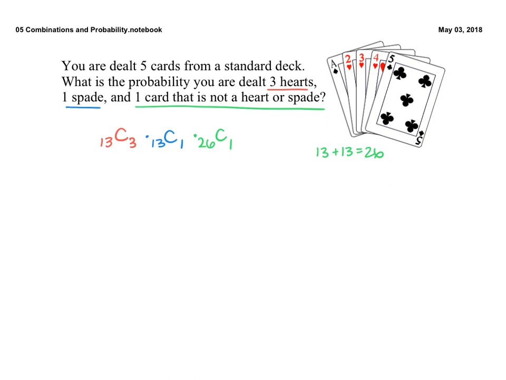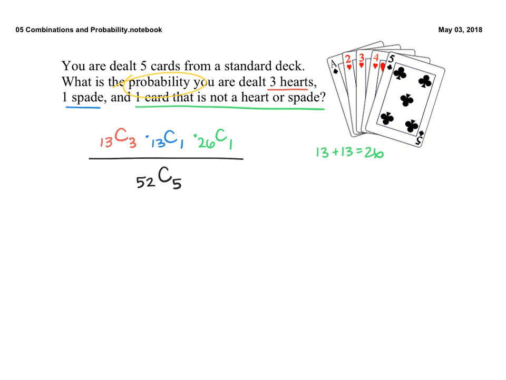Now again, this problem is asking for probability. So we're going to have to deal with this a little bit differently. We have to divide by something. So I want to divide by the total number of cards. There's 52 cards in a deck. And the total number that we're choosing, which is going to be 5.